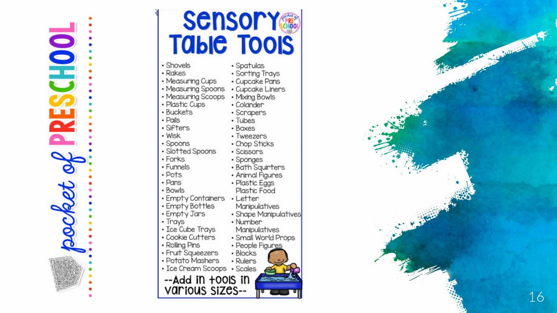So this one talks about tools that we would add to the sensory table. The next slide is going to focus on materials to put in the sensory table, but these are just some tools that kids might want to use with it, such as shovels, rakes, pails, pans, bowls, scissors, tweezers, a colander, all kinds of different stuff that you could put in with the various materials or fillers that go in your sensory table.